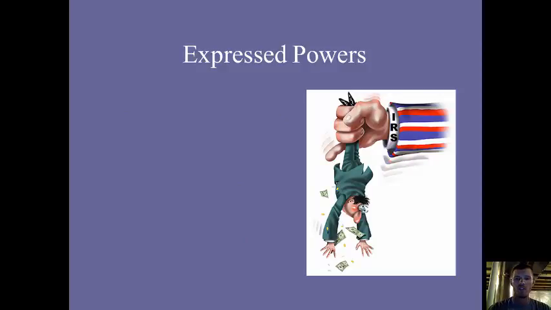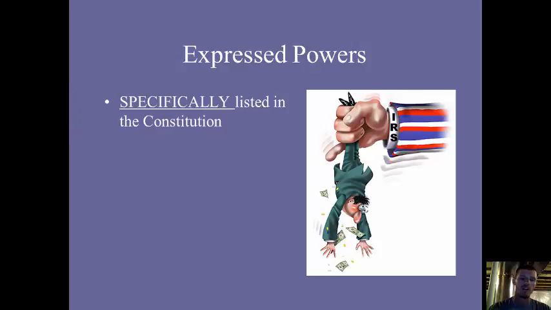Some of the things that they're able to do are called expressed powers. If it's an express power, what that means is that it is specifically listed within the Constitution. So if you read the document, you're going to find what these things are. You're going to be able to read them, you're going to be able to see them. Those are things that they can do. They are expressed. Just like if you express yourself, it's out there. People know it. They don't have to guess what that thing is. Just like what these powers are. These are things that you're going to know Congress is able to do based on what the Constitution says.